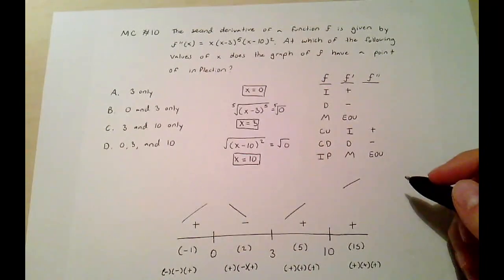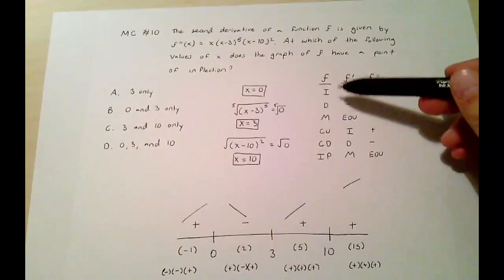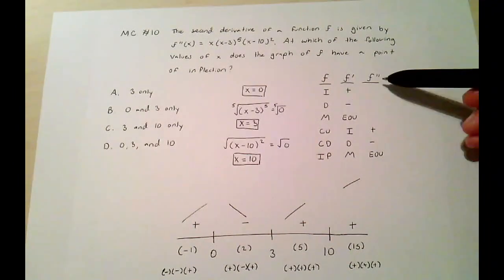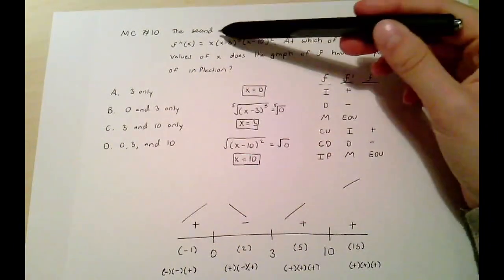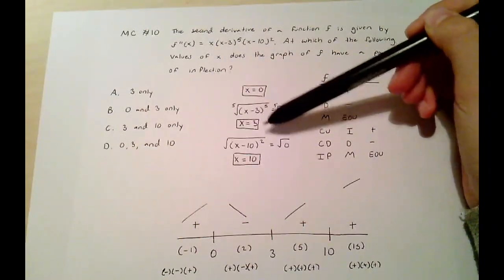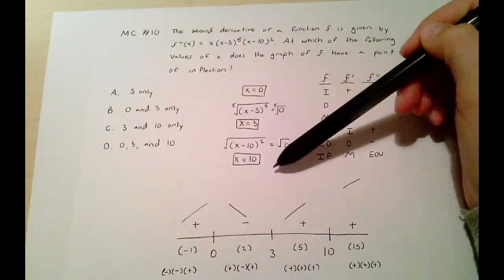For multiple choice question number 10, we are using the second derivative of a function to find inflection points. On the IDM chart, when there is an inflection point on graph f, that means that there is an endpoint, 0 or undefined, on the second derivative. To begin, I set each of these three components equal to 0, and I got x equals 0, x equals 3, and x equals 10. These three are all possible inflection points.